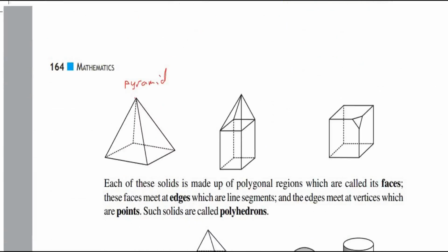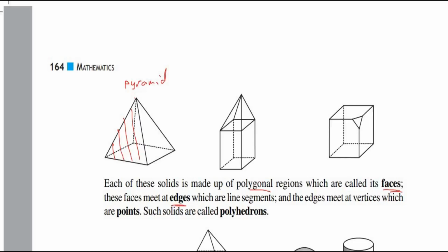Then this is a cuboid and a pyramid together. We can call it a polyhedron. This also is a cuboid, cube, but a little bit not regular. You see, it's broken up here, or this part is cut off. All these solids are made up of polygonal regions, which are called its faces. The polygon region, like this part, is a face. The flat part is the face. These faces meet at edges.